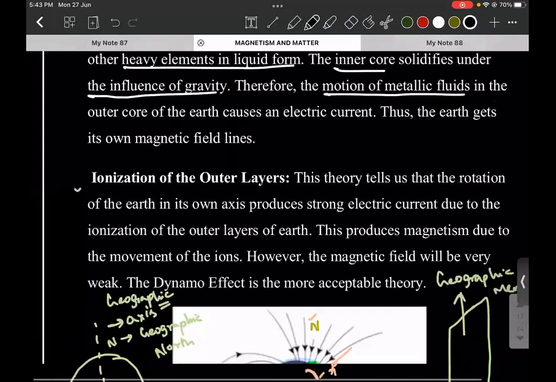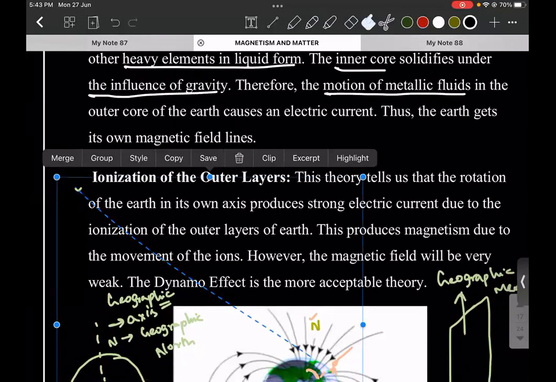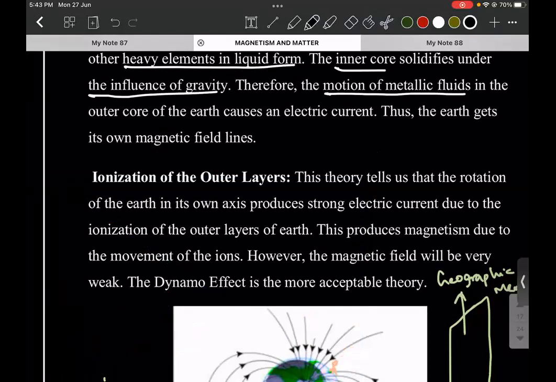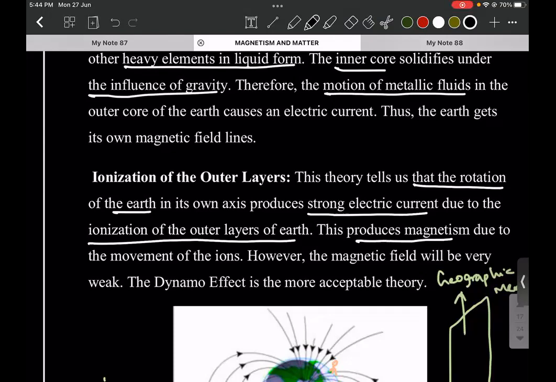Second, there is something called ionization of outer layers. This theory tells us that the rotation of the Earth about its own axis will produce a strong electric field due to the ionization of outer layers of the Earth. It means that when the Earth is revolving, there are some particles in contact with the Earth, so due to friction those materials will get ionized, in the sense that they get charge associated. When charge comes, they are saying this produces magnetism, due to the movement of ions that are taking place.